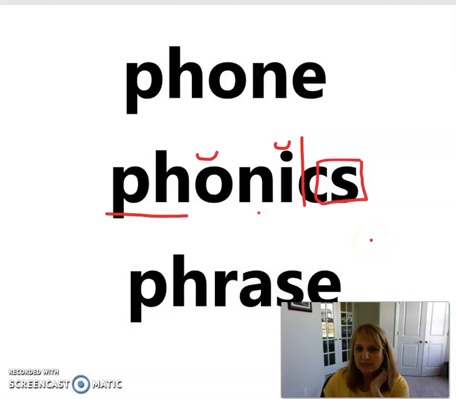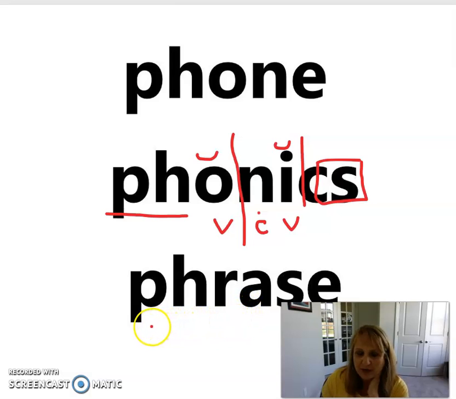Phonics. Is there a VCCV? There is not, but it does have a VCV, right? So where would we split that at? Phonics. We're going to split it right after the first vowel. Good job. Let's go on to our next word, phrase.